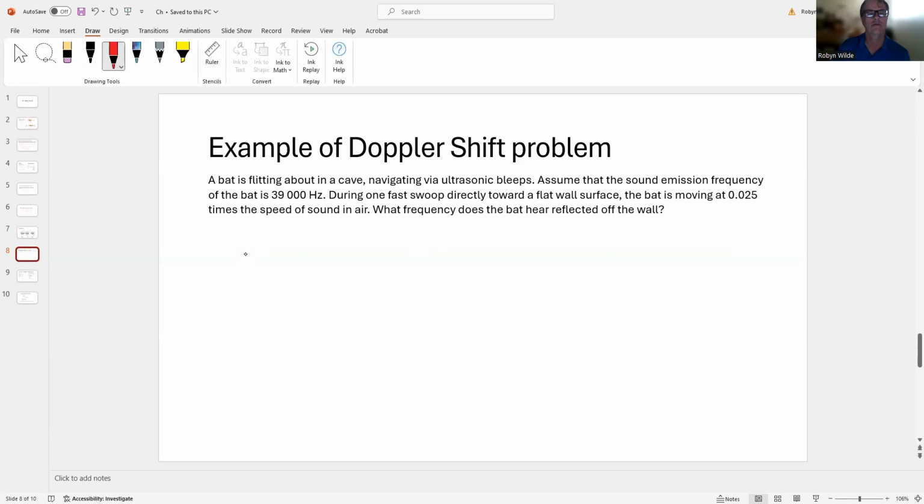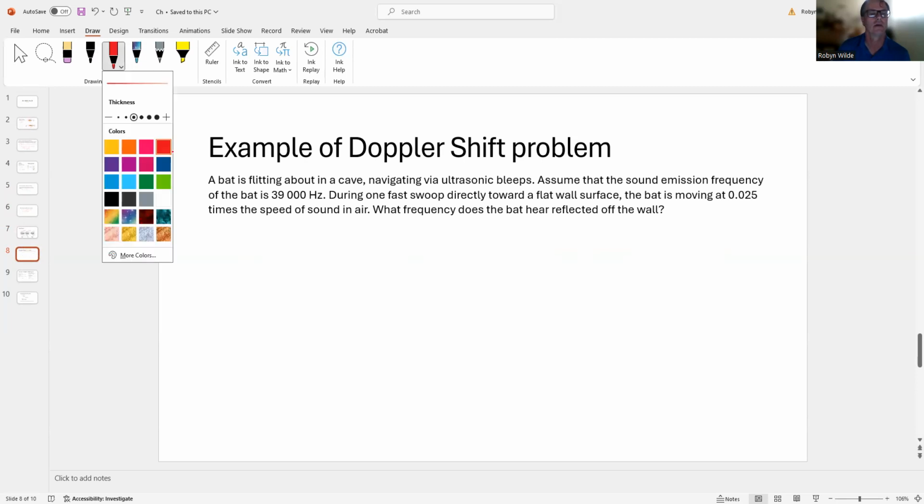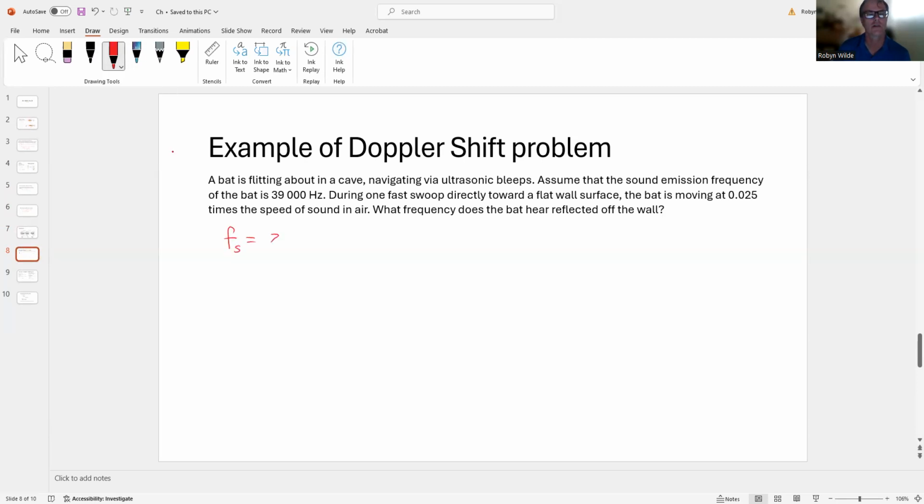First of all, we know that the frequency of the source is 39,000 hertz. We also know that the observer, which in this case is the wall, is not moving, so it's 0. The speed of the source is 0.025 times the v, which is the speed of sound. Now, we could calculate that if we knew the speed of sound exactly. Maybe it's 343 meters per second, but it'll turn out we don't need that. We can just use this.